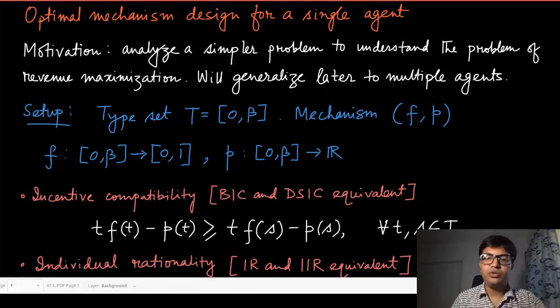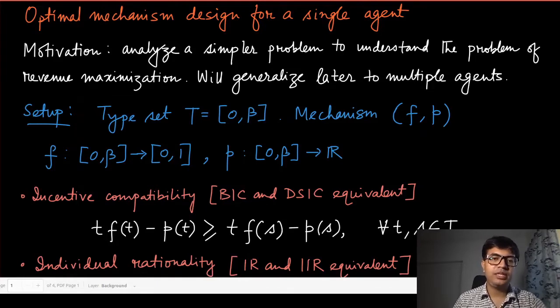Before jumping into the result of finding the optimal mechanism for any number of agents, we will first focus on the optimal mechanism design for a single agent. So let us assume that there is only one agent. How can we design the auction such that we get the maximum revenue out of it? So the motivation is very simple. We first want to find a solution of a simpler problem, and then we will generalize.